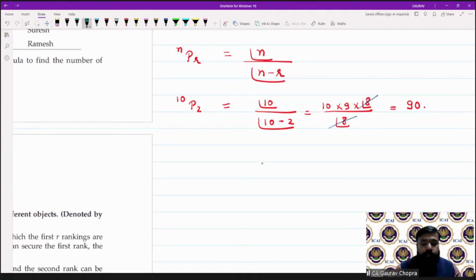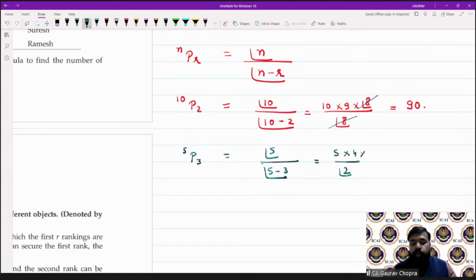Let's take one more example. If we have to solve 5P3, then what do we have to do? Factorial 5 upon factorial 5 minus 3. So in the denominator, what is available? Factorial 2. 5 minus 3 is 2. So in the numerator also, we can expand 5 multiplied by 4, 3, and then factorial 2 will come. Now we can cancel factorial 2 with factorial 2. So what is left? 60. Only 60 is left.